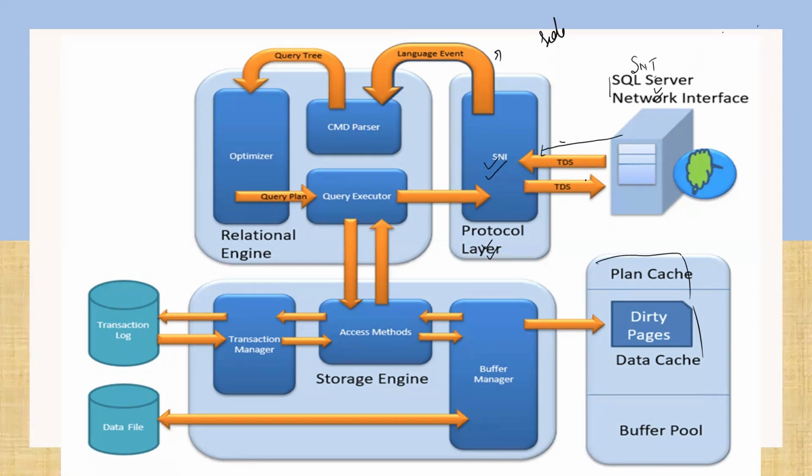So what will happen if the user fires a query? The protocol layer takes the query from the SNI in the form of TDS. So what is TDS? It's a tabular data stream. The data is transferred in the form of TDS packets to the protocol layer. In the protocol layer, the data will be unencrypted, so you will get the actual query.